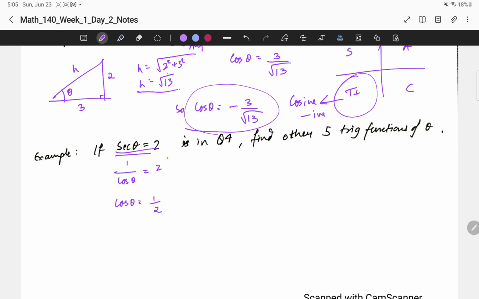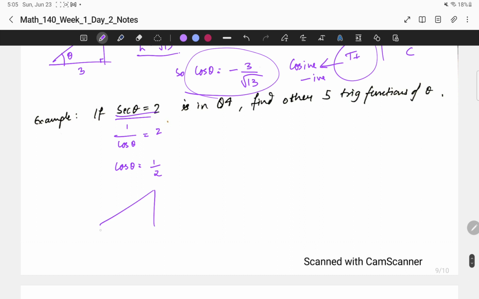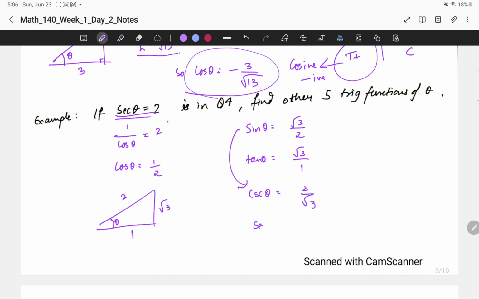Thereafter, you just make the triangle. This is going to be square root of 3. So sine theta is going to be root 3 over 2. Tan theta is going to be root 3 over 1. Cosecant theta is reciprocal of sine, 2 over root 3. Secant theta is already 2. Cosine is already 1/2. And cotangent is reciprocal of tangent, 1 over root 3.